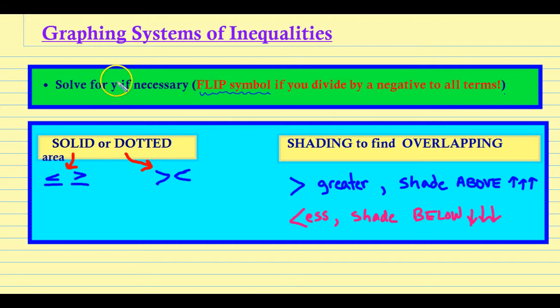Then there's only three things you have to be aware of. This one, then whether the line is solid or dotted. If it has an equal sign like equations, they're solid. If it doesn't, and it's only an inequality, then they're dotted. And then for shading, if the symbol is greater than, you're going to shade above the line. If it's less than, like an L for less, then you're going to shade below the line.